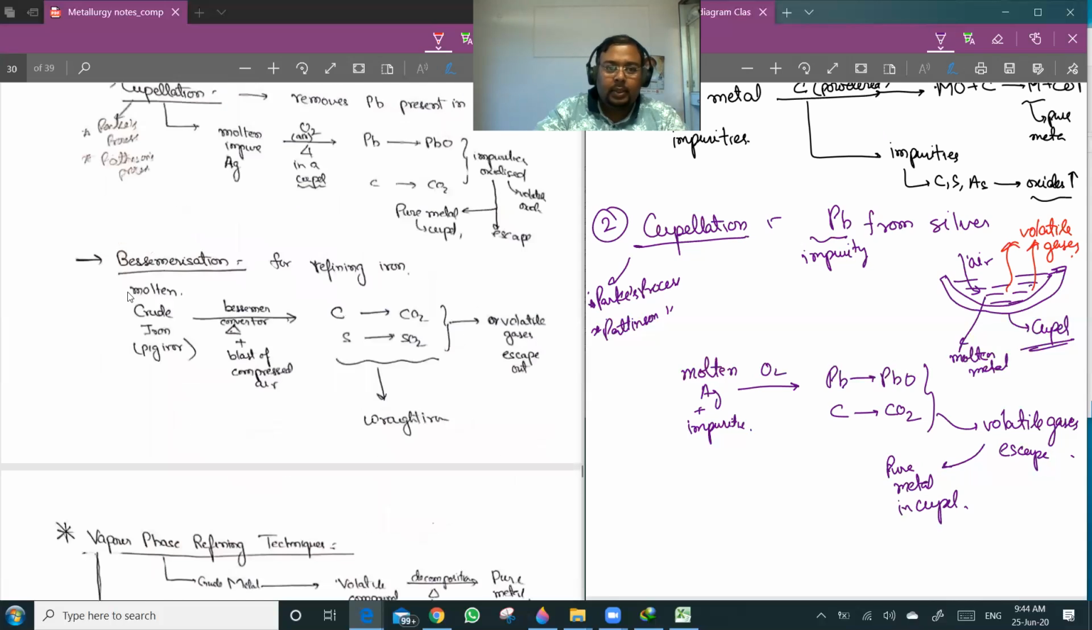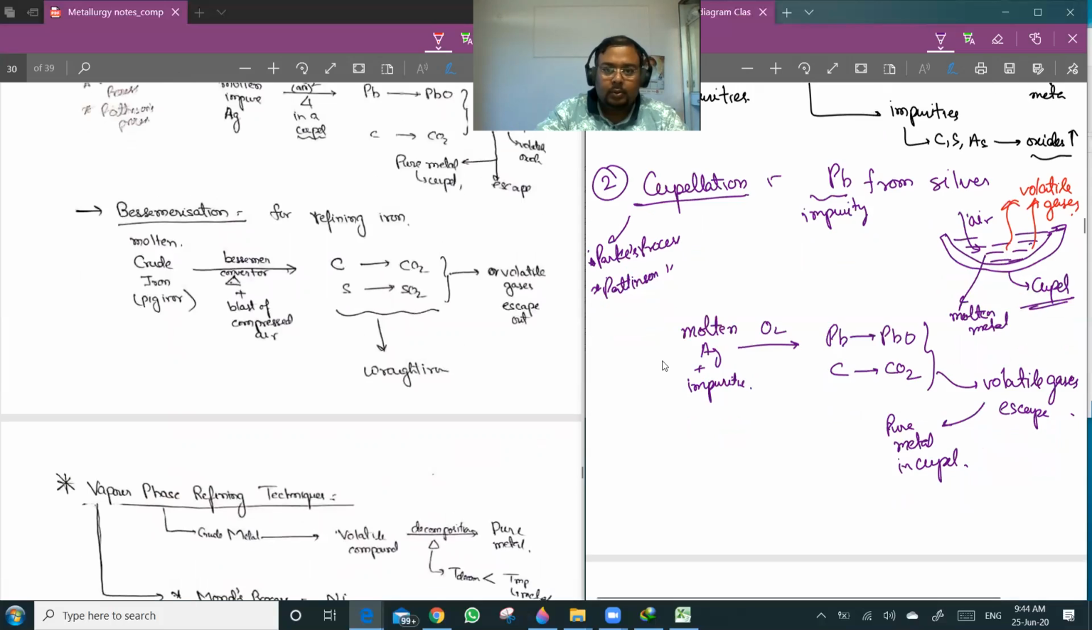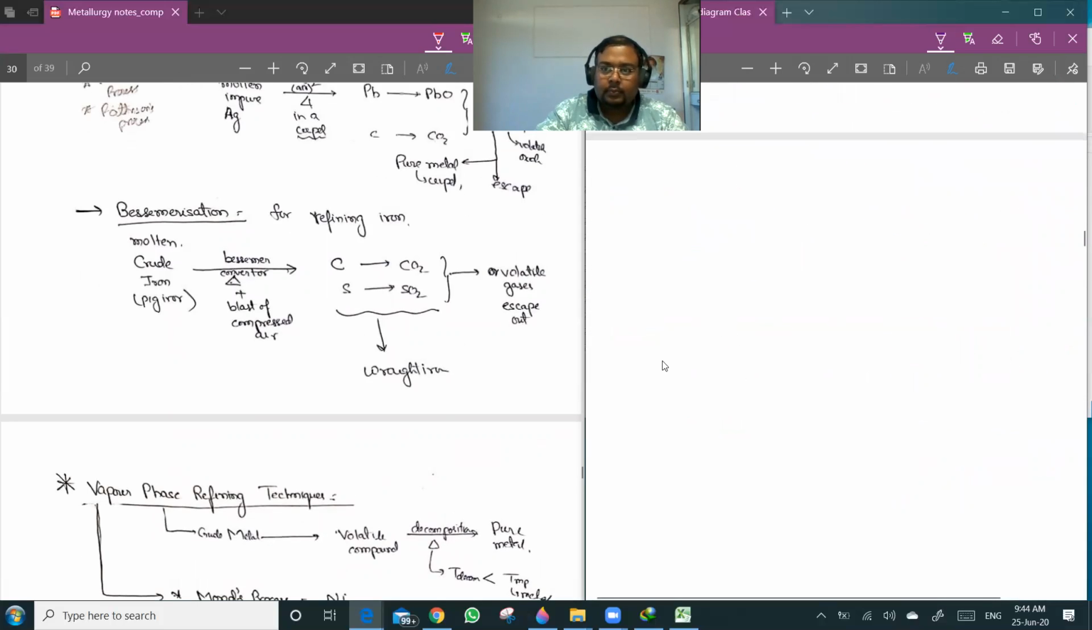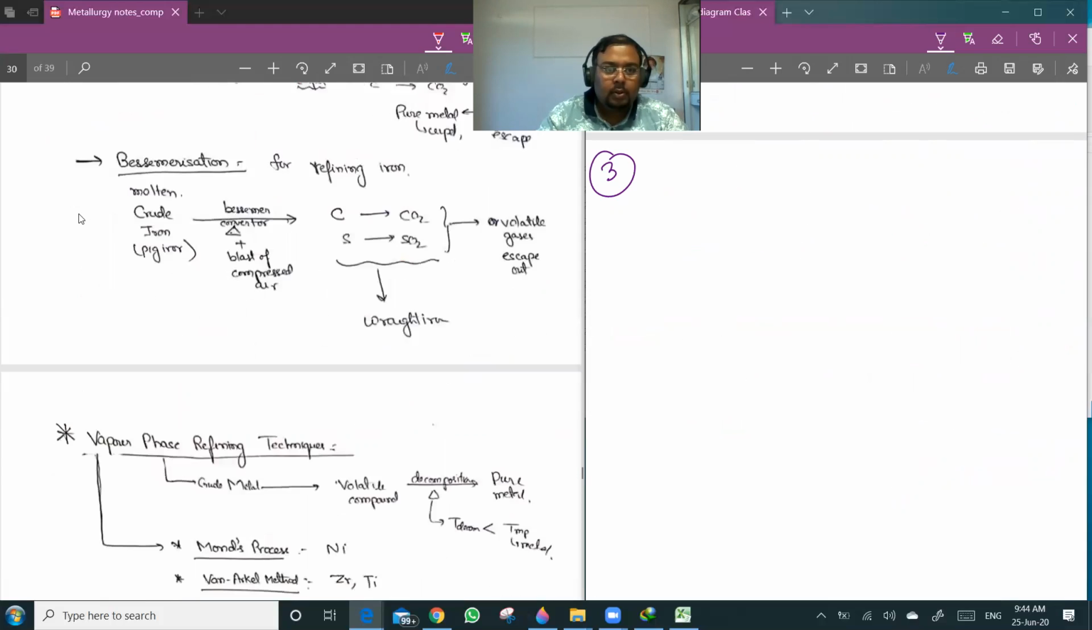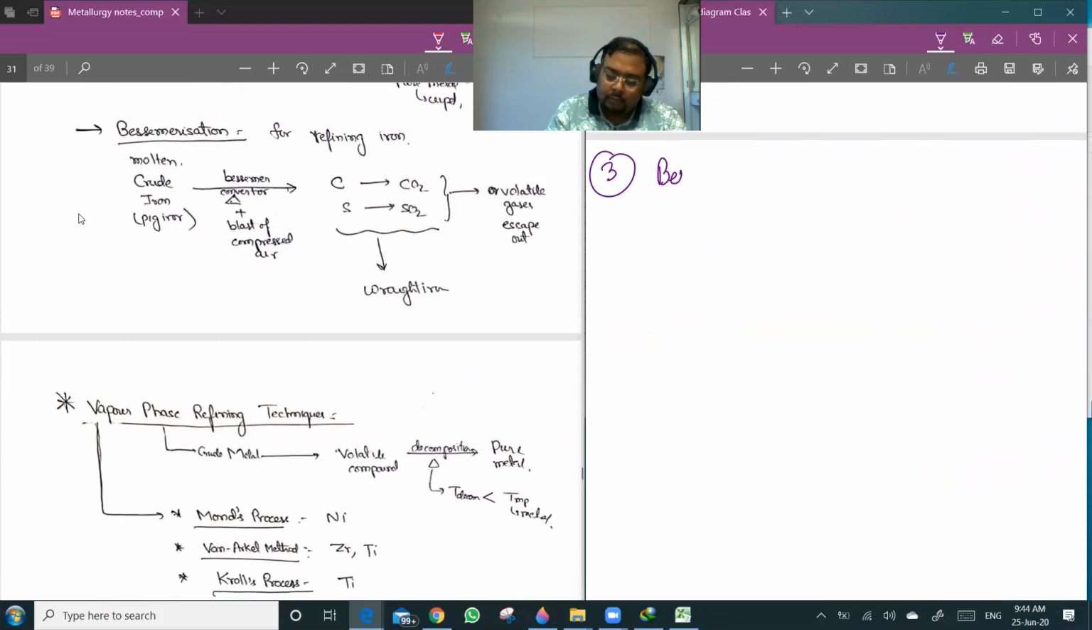After this, the next is Bessemerization. It is a process carried out in a Bessemer converter, an apparatus which has the facility of blowing hot air into the middle of the solution. Bessemerization is used for refining iron.